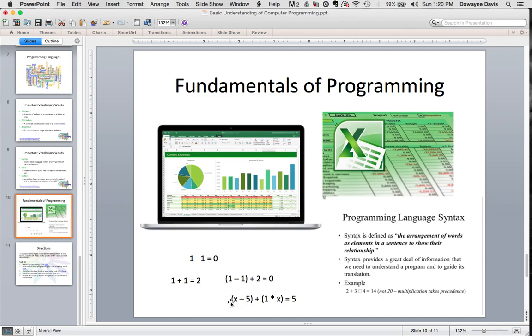This is a more complicated mathematical equation where x minus 5 plus 1 times x gives me 5. So I know that there's a variable here and there's some output. So syntax is very, very important. I want to bring everyone's attention to programming language syntax. Syntax is defined as the arrangement of words as elements in a sentence to show their relationship.